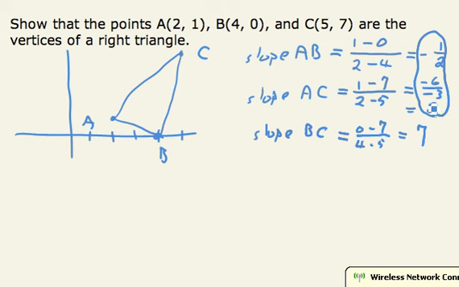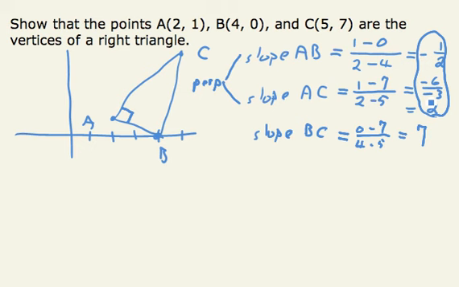One of the slopes, 2, is the negative reciprocal of minus 1/2. So in fact, AB and AC are perpendicular to each other. So this must be a right angle, despite the sloppiness of the picture. That has to be a right angle. The slopes are negative reciprocals.